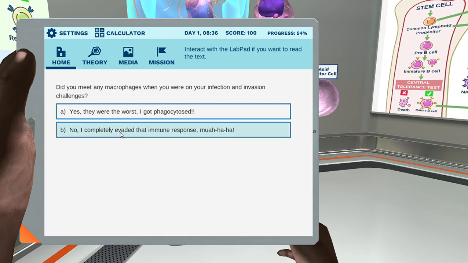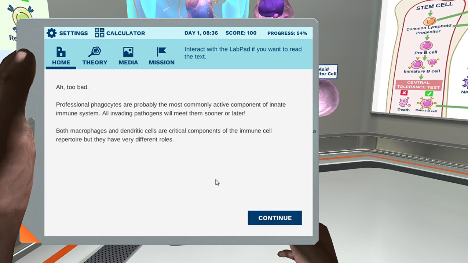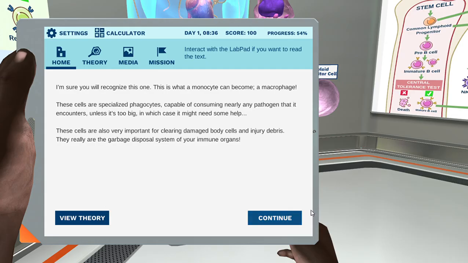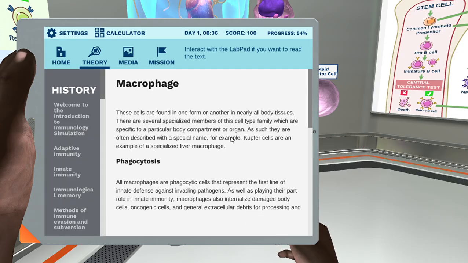Option A. Yes, they were the worst. Professional phagocytes are probably the most commonly active component of the innate immune system. All invading pathogens will meet them sooner or later. I'm sure you will recognize this one. This is what a monocyte can become, a macrophage.